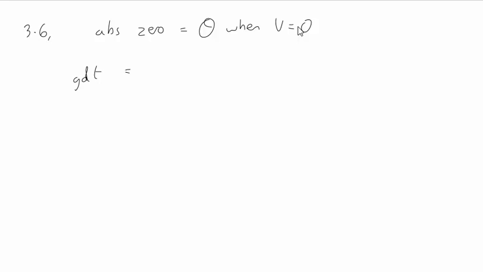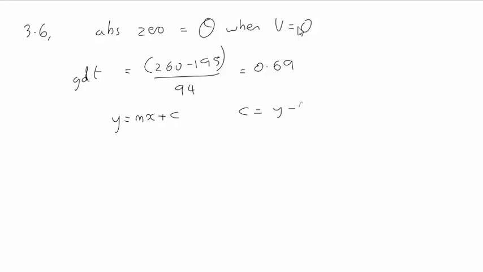I'm going to show all my data on the graph, and I get 260 minus 195 over 94, which is 0.69. Then, from y is equal to mx plus c, c is equal to y minus mx, which is 260, just taking some values, minus 0.69 times 94. This comes out at 195.